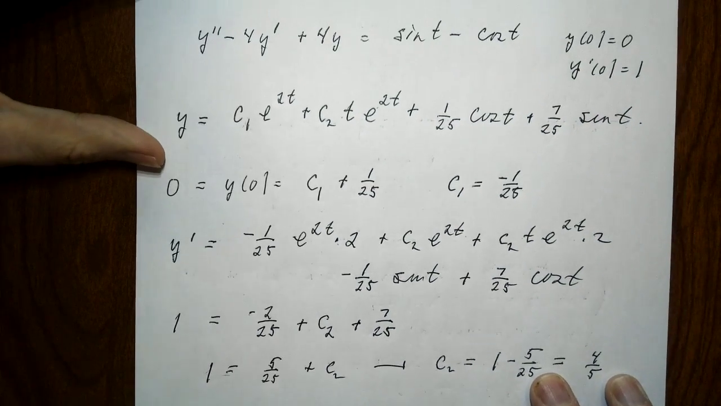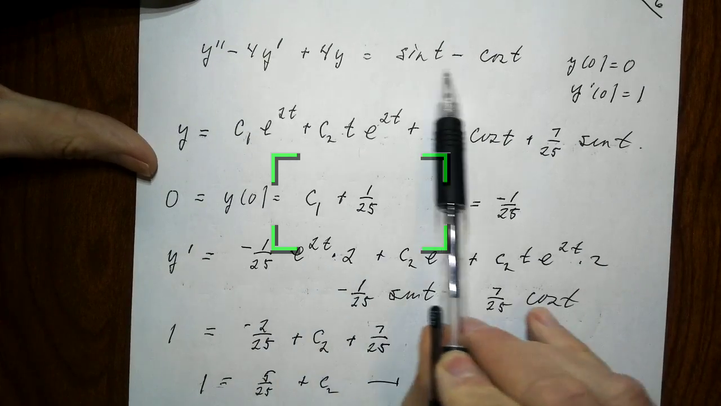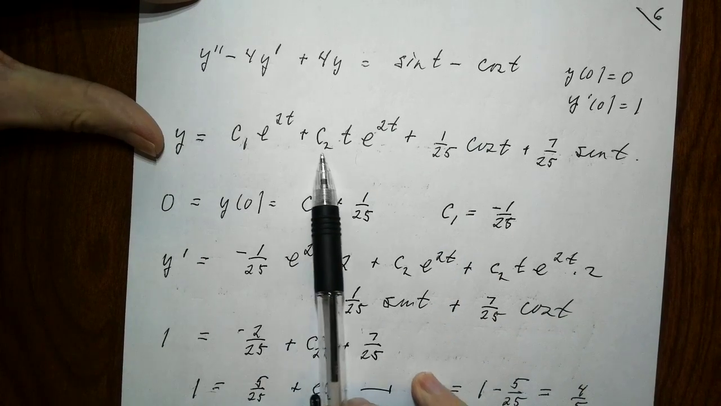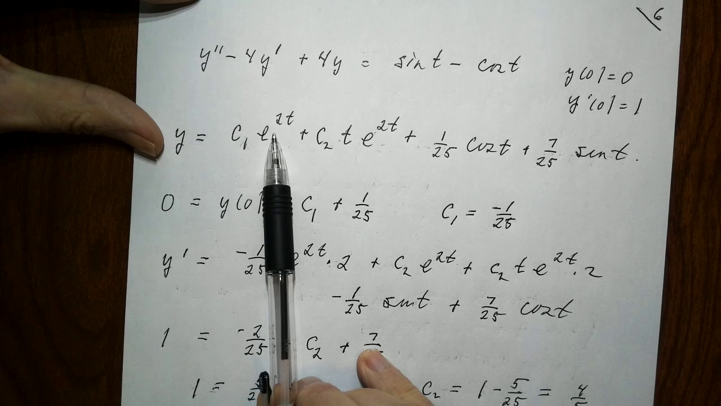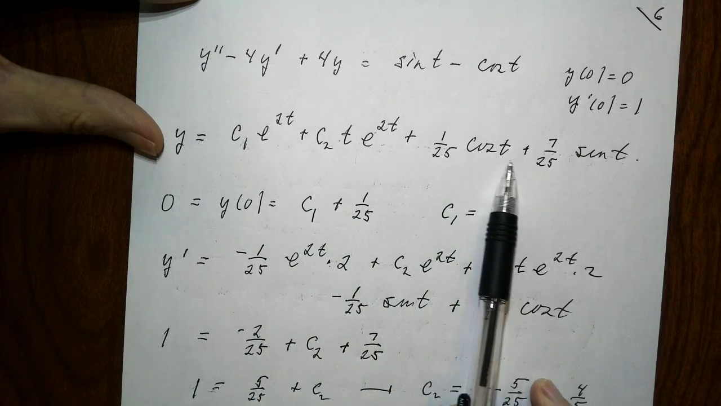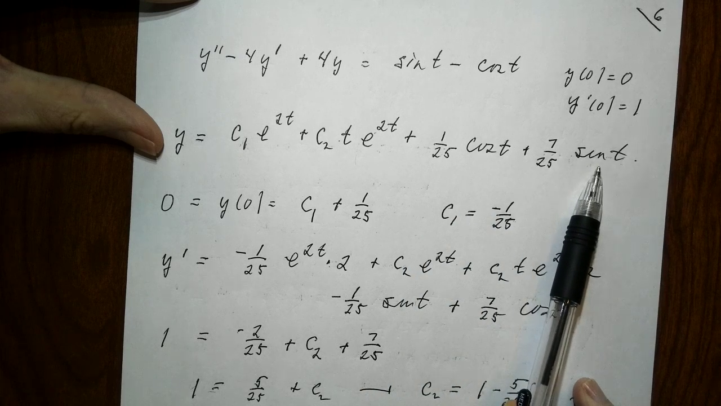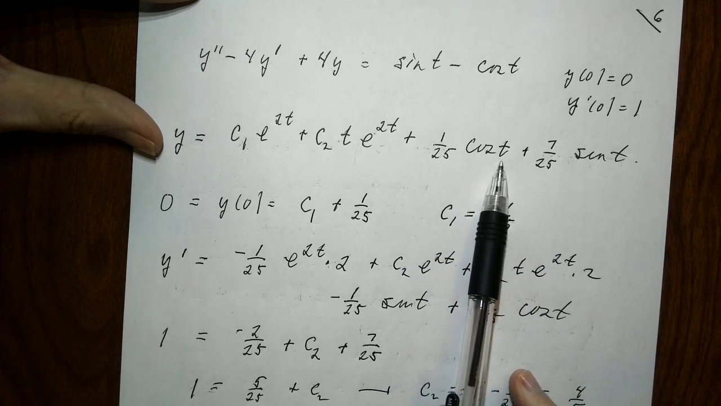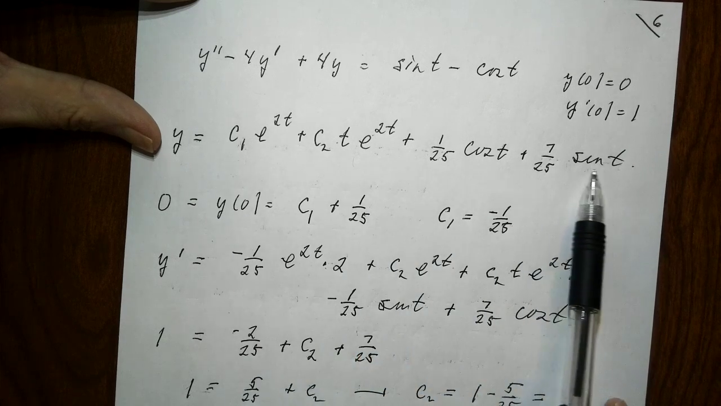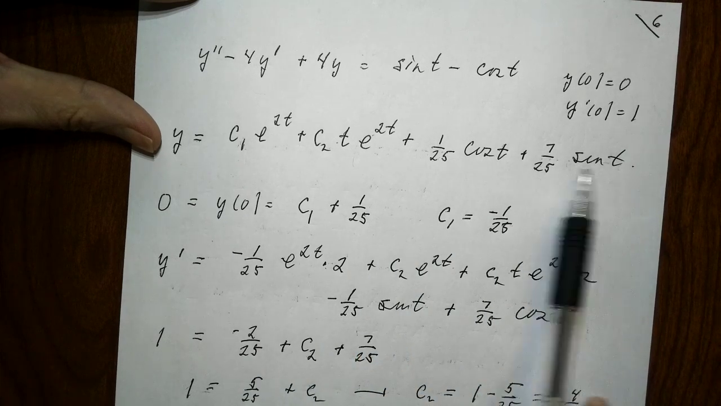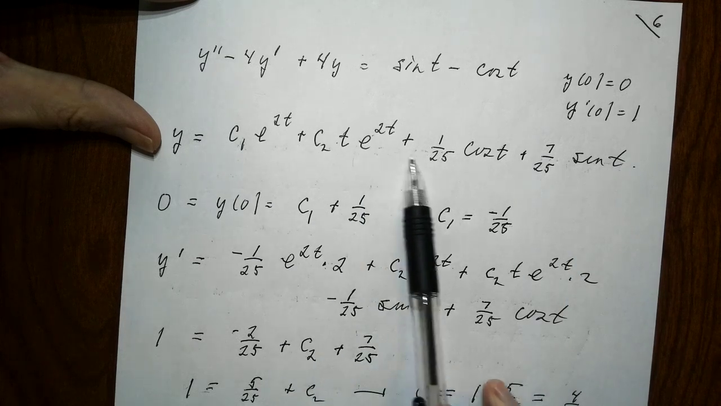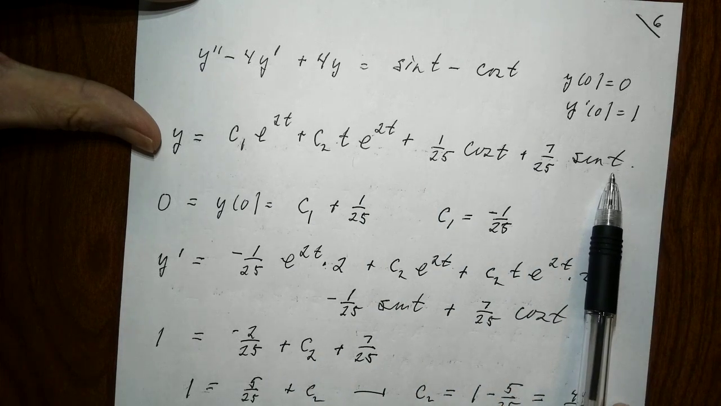So that means if we go back to the original differential equation, the solution is the fundamental solution to the homogeneous, c1 e to the 2t plus c2 t e to the 2t. And then I want to add in that particular solution I just found on the previous page, 1/25 cosine t plus 7/25 sine t. So this is the general solution to the non-homogeneous. The general solution to the non-homogeneous is the general solution to the homogeneous plus a particular solution to the non-homogeneous.